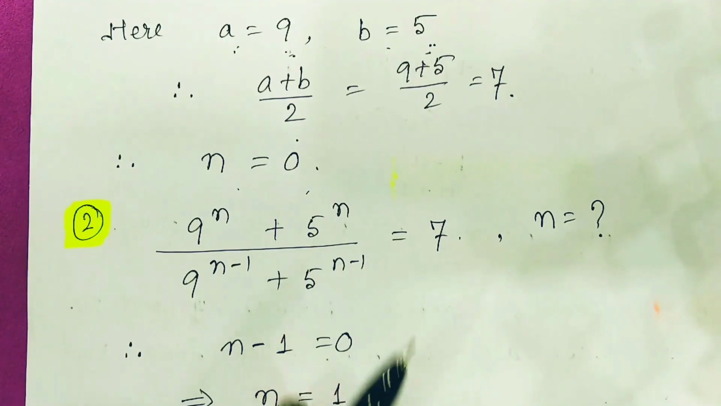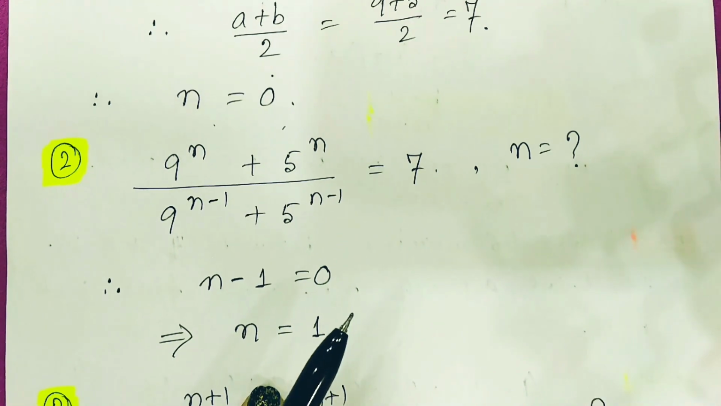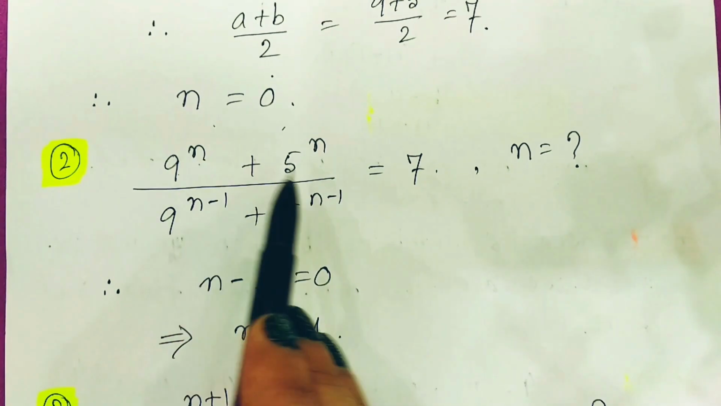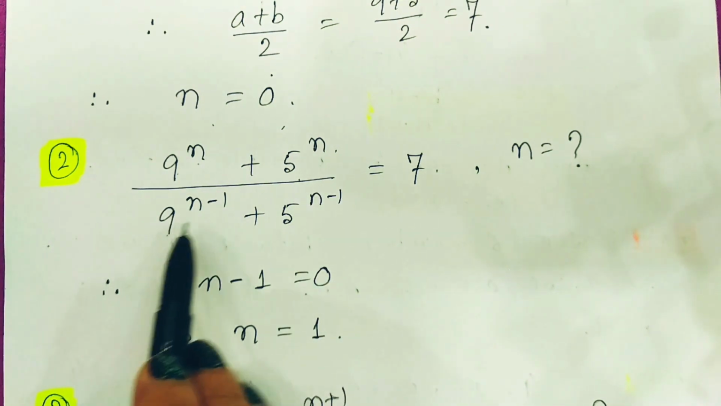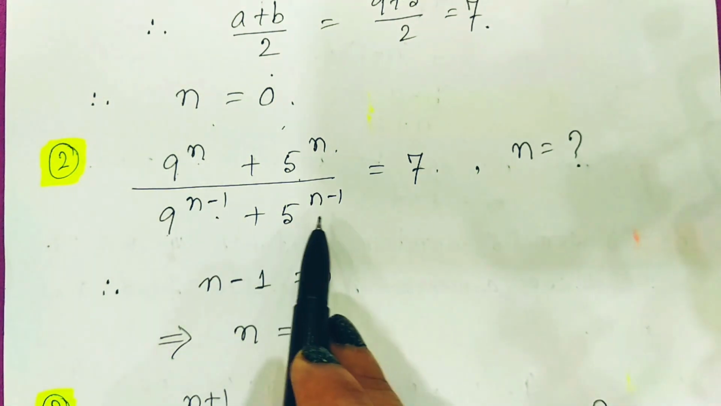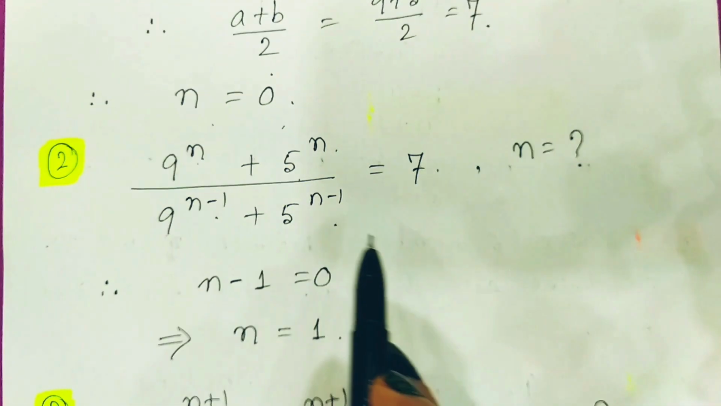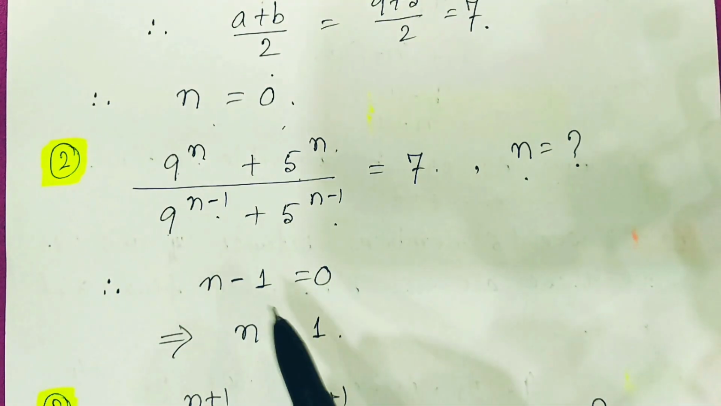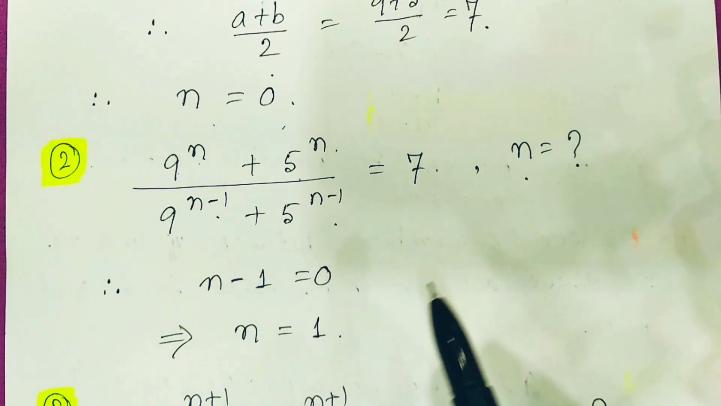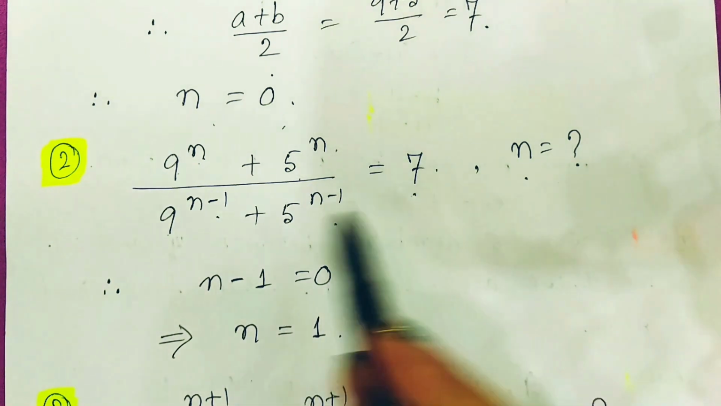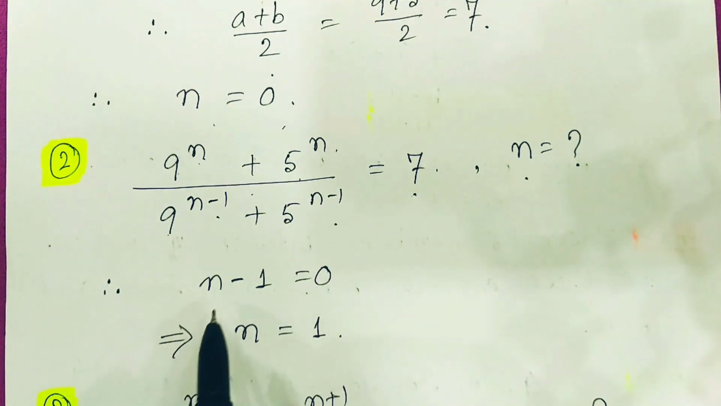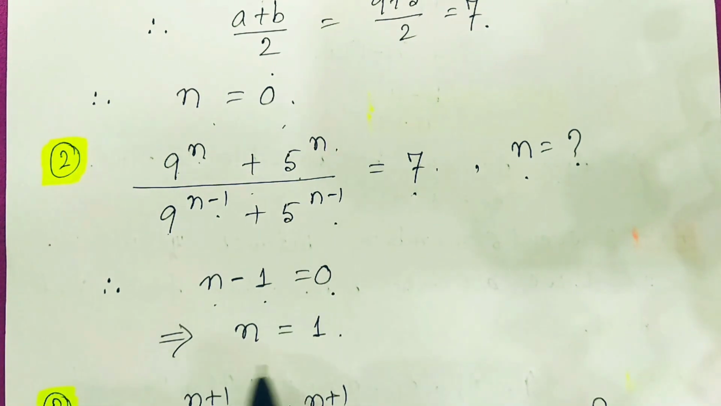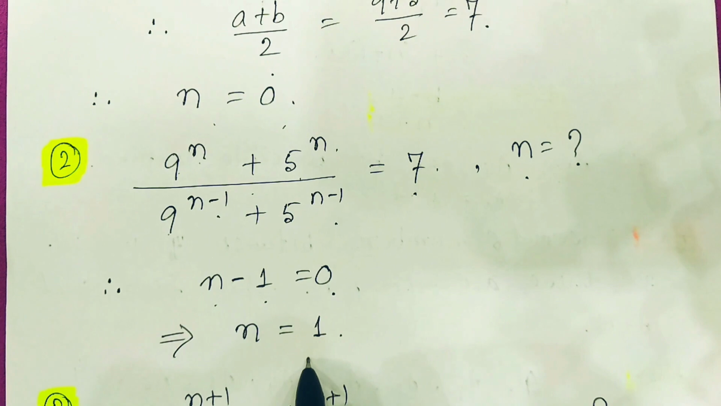Look at one more example. The same example, just the power is different. Here it is 9 to the power n, 5 to the power n, and it is 9 to the power n minus 1 and 5 to the power n minus 1. Same example. So what should be the n value? Here we find that a and b, and the arithmetic mean is 7, so it is the part of an AP. So we can say that n minus 1 is now 0 directly. So from here we can say n is equal to 1.